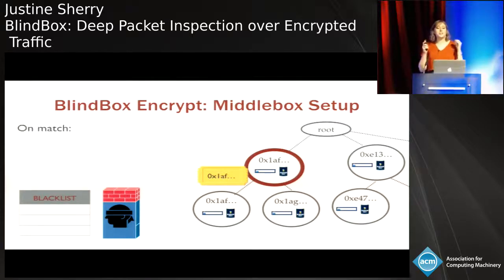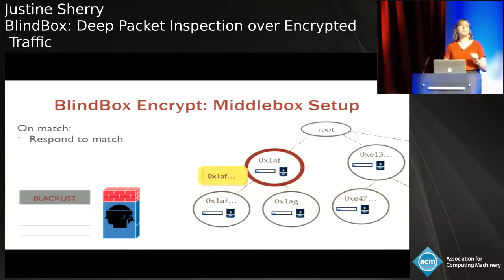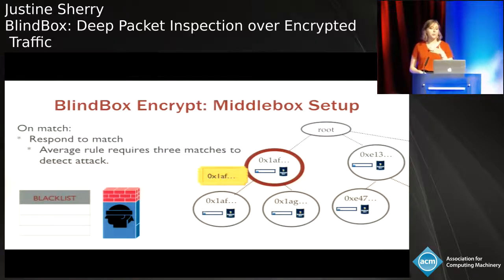So on match, we need to respond. There are one of two things that can happen. On average, a rule requires 3 matches in order to detect an attack. A given signature that represents an attack contains 3 different keywords. If this is the final keyword that we need to detect an attack, we can sever the connection and we're done. But if it's not the final keyword, we need to do some updates to the tree.